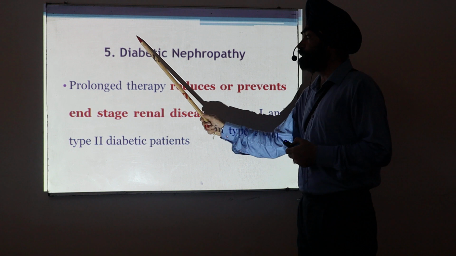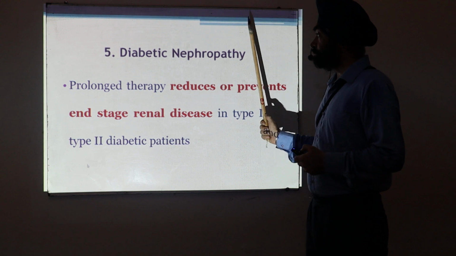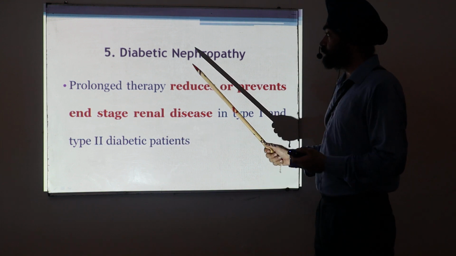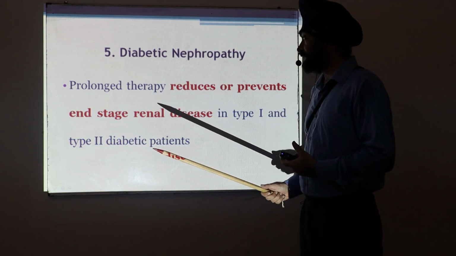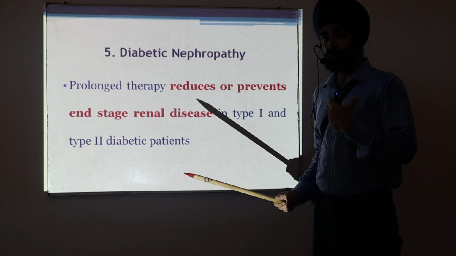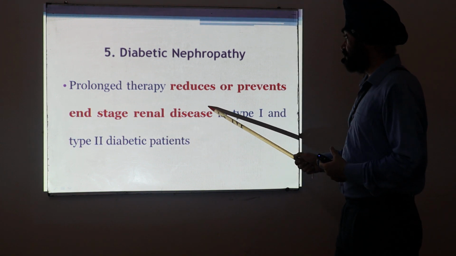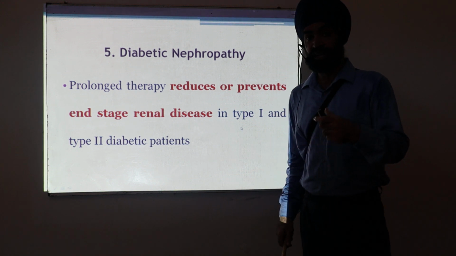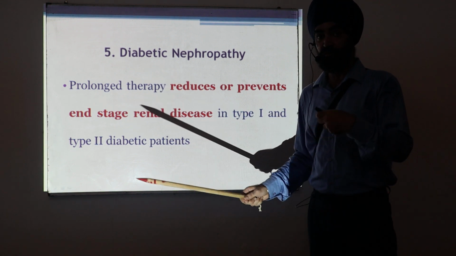Diabetic nephropathy is a complication of diabetes in which there is a dysfunctioning of the kidney. Proteins start appearing in the urine. Okay, so this is nephropathy. Now it is found that if you give these drugs for a long period of time in diabetic persons, whether it is type 1 or type 2, they reduce the progression to end-stage renal disease. The incidence of nephropathy is reduced if these drugs are given to diabetic persons. This is what has been found in patients.